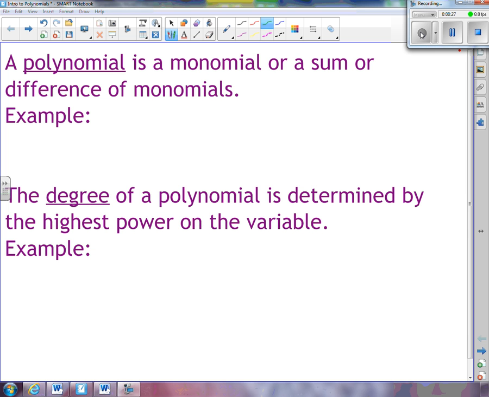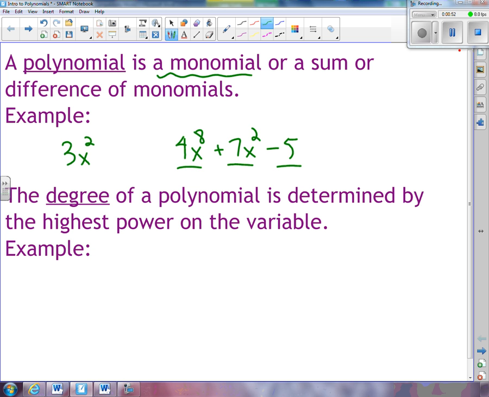So one example would be 3x squared. That's a monomial. But it's also a polynomial because it could be just one monomial. Or it could be more than one term together. Let's say I have 4x to the 8th plus 7x squared minus 5. This is a polynomial. Here I have three terms.